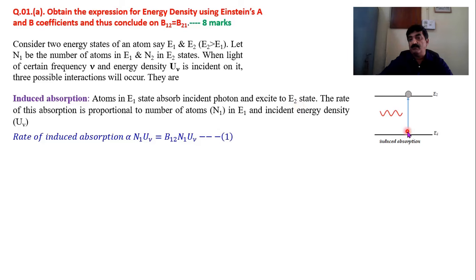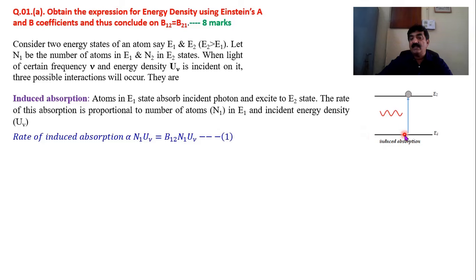So here a photon comes and falls, then the atom will go to the excited state. This is called absorption. And this absorption, that is called rate of absorption, is proportional to the number of atoms in the ground state and the incident energy density.